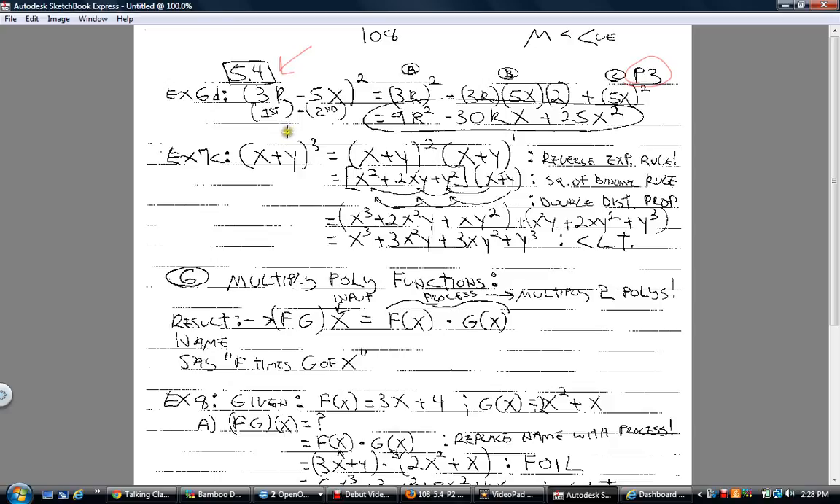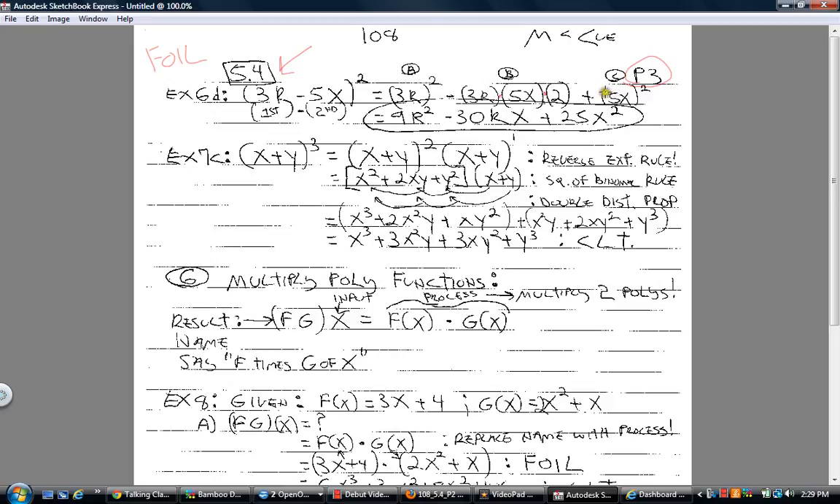You could also use FOIL, first, outer, inner, last, okay? But let's try the shortcut. The shortcut says take the first term, which is 3r, and square it. Then next, multiply the first term times the second term and double it. And that's what I did here. Minus 3r times 5x and double it, times 2.